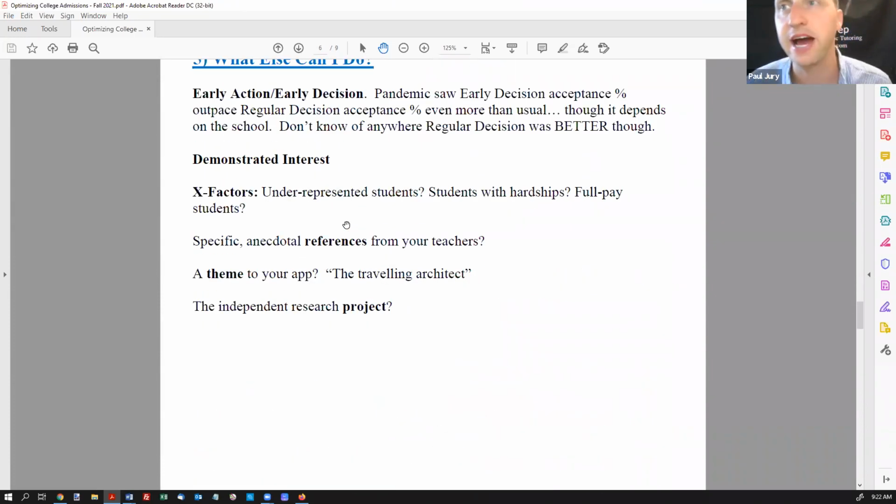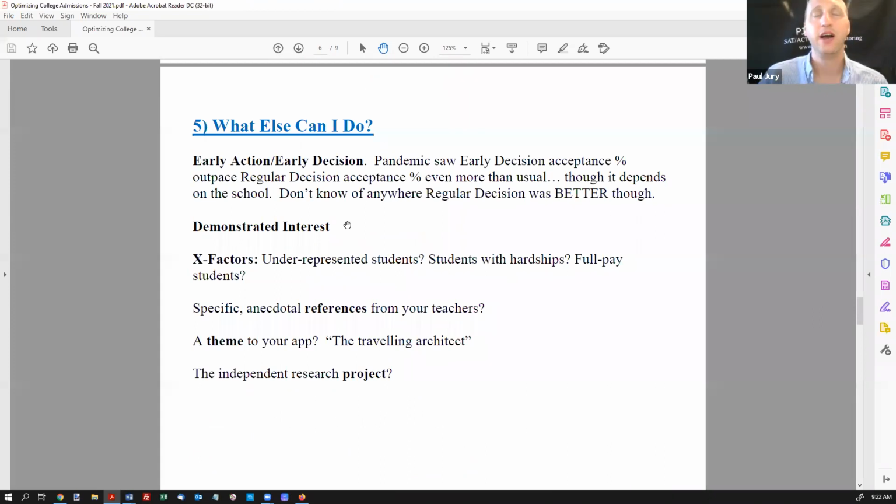Okay, finally, guys, what else can I do? Is there anything else besides hitting those 4 quadrants as hard as I can to help myself stand out? Yeah, I have a few other things. Early action and early decision. I've always been fairly ambivalent about these. I've usually said, unless you're really sure that a school is a top choice, it's not imperative to go early decision, early action.